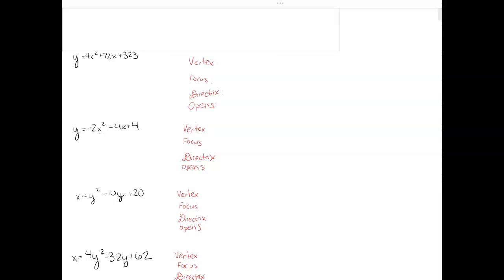Alrighty, so let's take a look at some examples. So we need to take a look at these and try to identify which way it opens, the vertex, the focus, and the directrix. Alright, and the distance across the parabola at the focus.